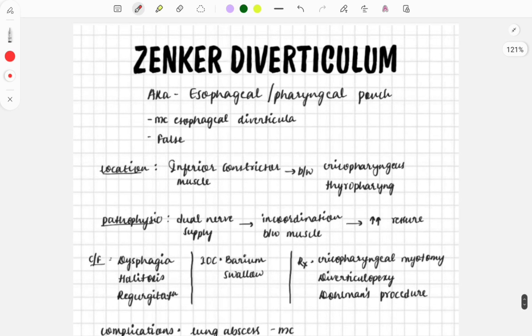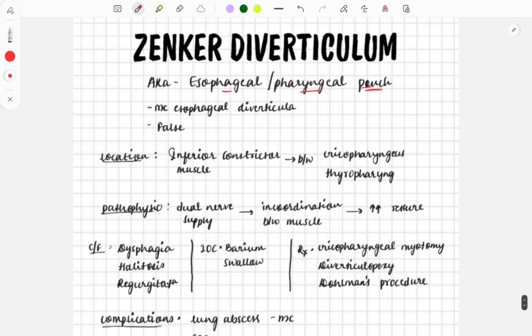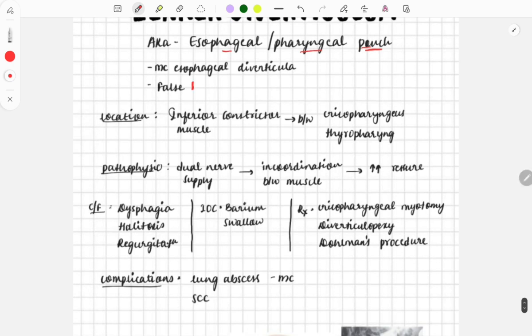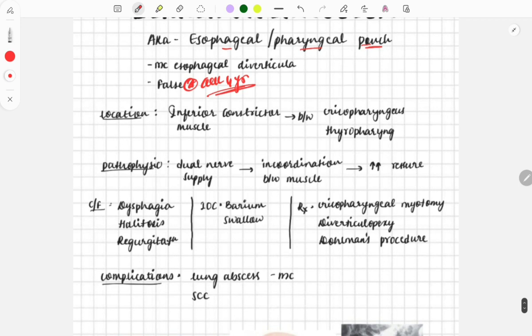This one is also known as the esophageal or the pharyngeal pouch, so the other name of it. In the question there is a high chance that instead of Zenker diverticulum they will describe these pouches, pharyngeal or esophageal pouch, because to confuse the students, क्योंकि Zenker diverticulum का तो सबको पता होगा, everyone would have read about this, तो to confuse you all they will be giving these other names. Then it is the most common esophageal diverticula, and it is a false diverticula. False मतलब कि all the four layers of the esophagus are not involved in it. That's why it is called a false diverticula.